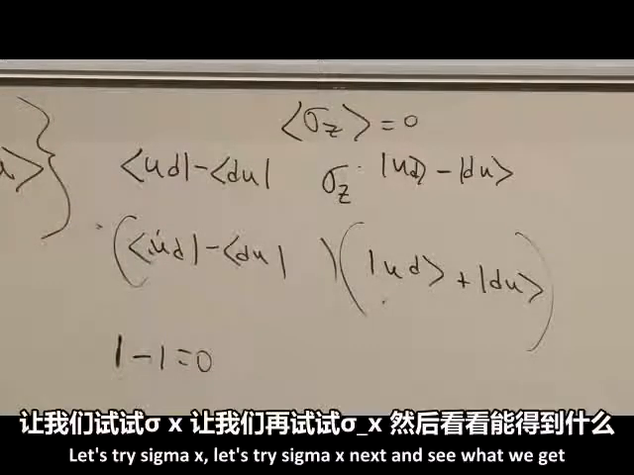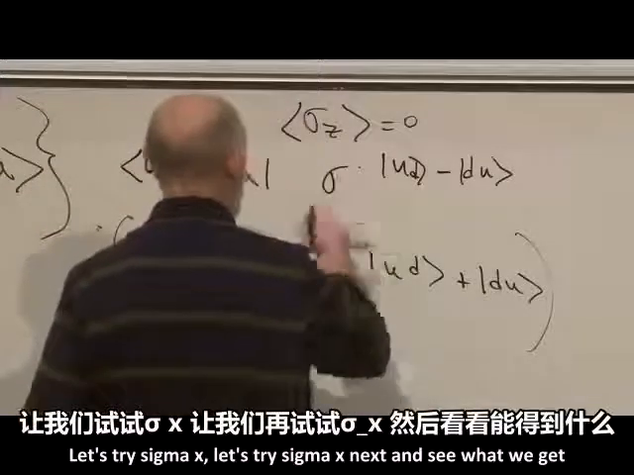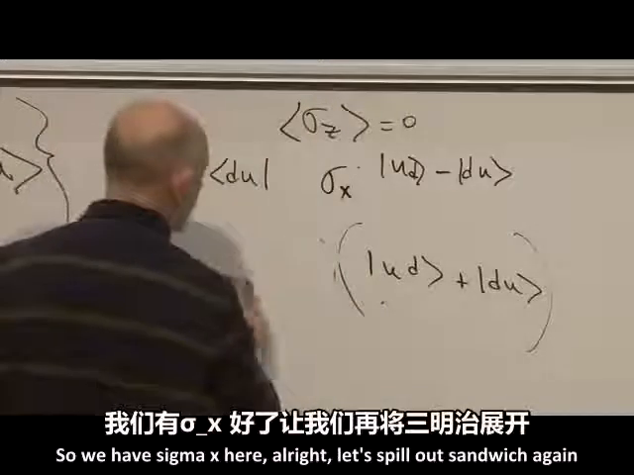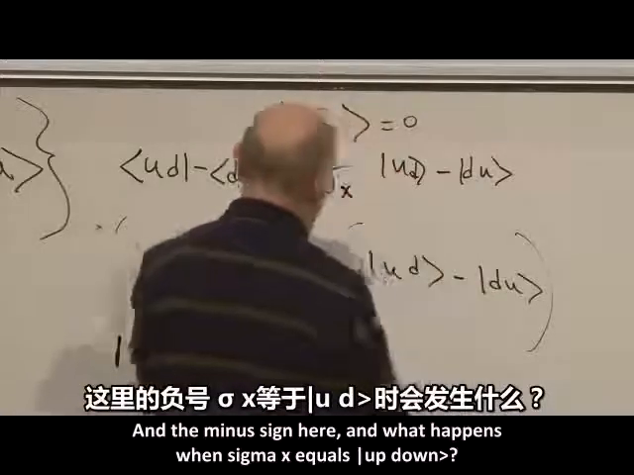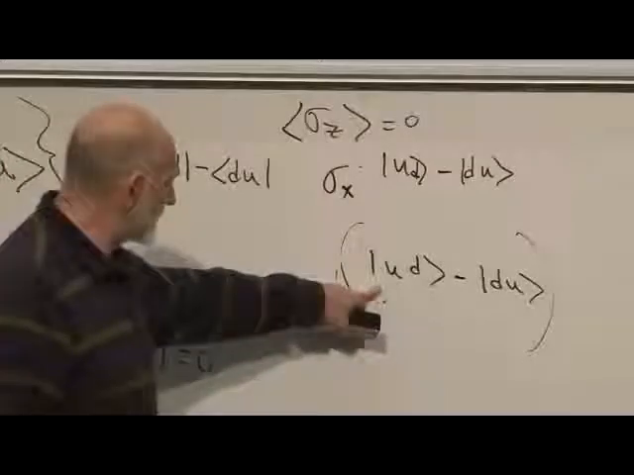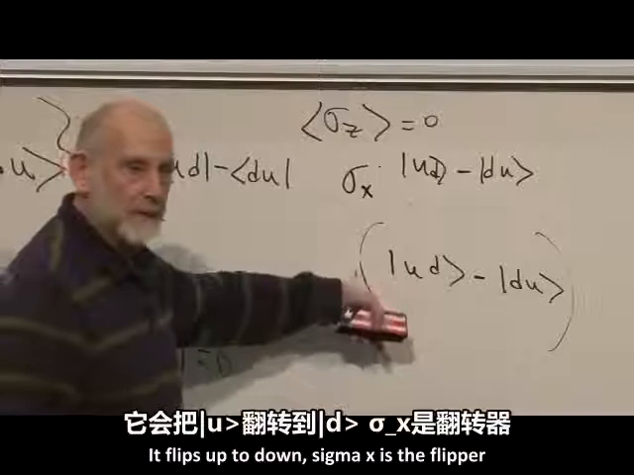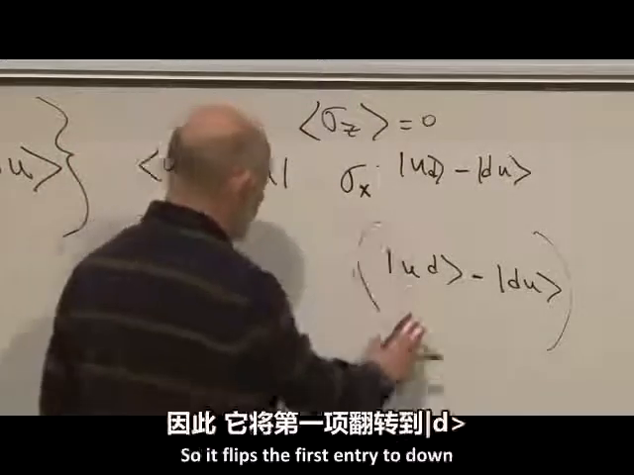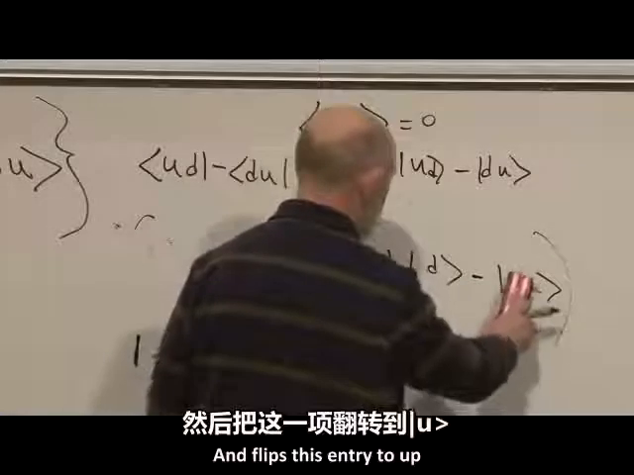Let's try sigma x next and see what we get. So we have sigma x here. Let's build our sandwich again. We have a minus sign here. And what happens when sigma x hits up down? It flips up to down. Sigma x is the flipper. It flips the first entry to down and flips this entry to up.